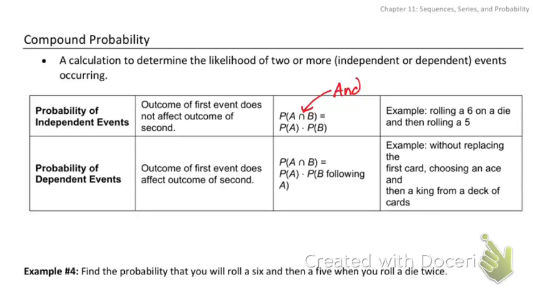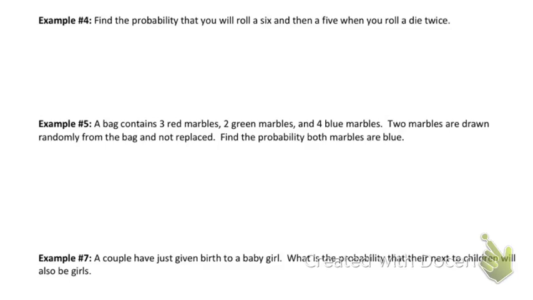And then we'll just go ahead. So now we got those straight. Let's see how they work into a problem. So it says find the probability that you will roll a 6 and then you will roll a 5. We already said that's independent. They don't affect each other. Whatever I roll first, who cares? I move on to the second one. So this is independent.